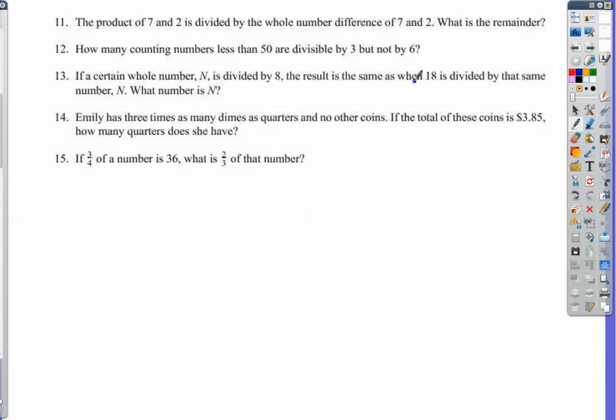Okay, well, remember in that first video that I was saying that we want to show division as a fraction? Let's go ahead and do that. So when it says a whole number n is divided by 8, well, that just means n divided by 8. N over 8. The result is the same as when 18 is divided by the number. 18 divided by the number. And this says it's the same. That means they're equivalent. Now, you'll learn in 7th grade that this is called a ratio.